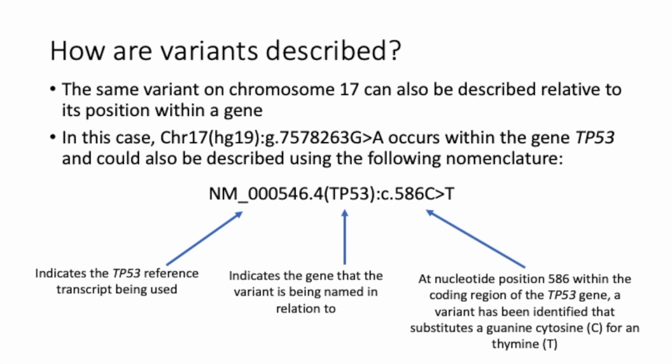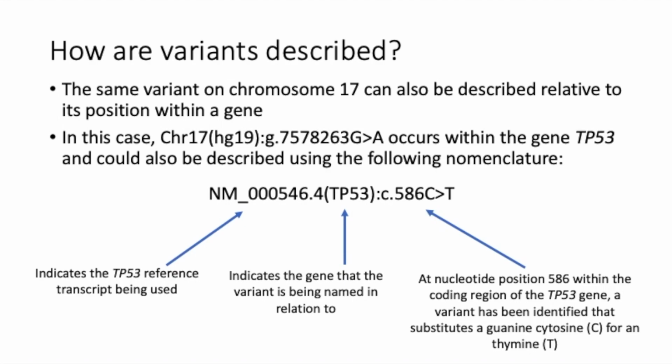Finally, the numbers and letters at the end show that in the TP53 transcript being used as a reference sequence, at nucleotide position 586 in the coding region of TP53, the reference nucleotide is a C, and a variant is present, where the C, or cytosine, nucleotide has been substituted for a T, or thymine nucleotide. You may have noticed that when describing this variant on genomic coordinate level, we said this variant was a G to A change. However, on the gene level, the variant is called a C to T change, even though it is the same variant in both cases.